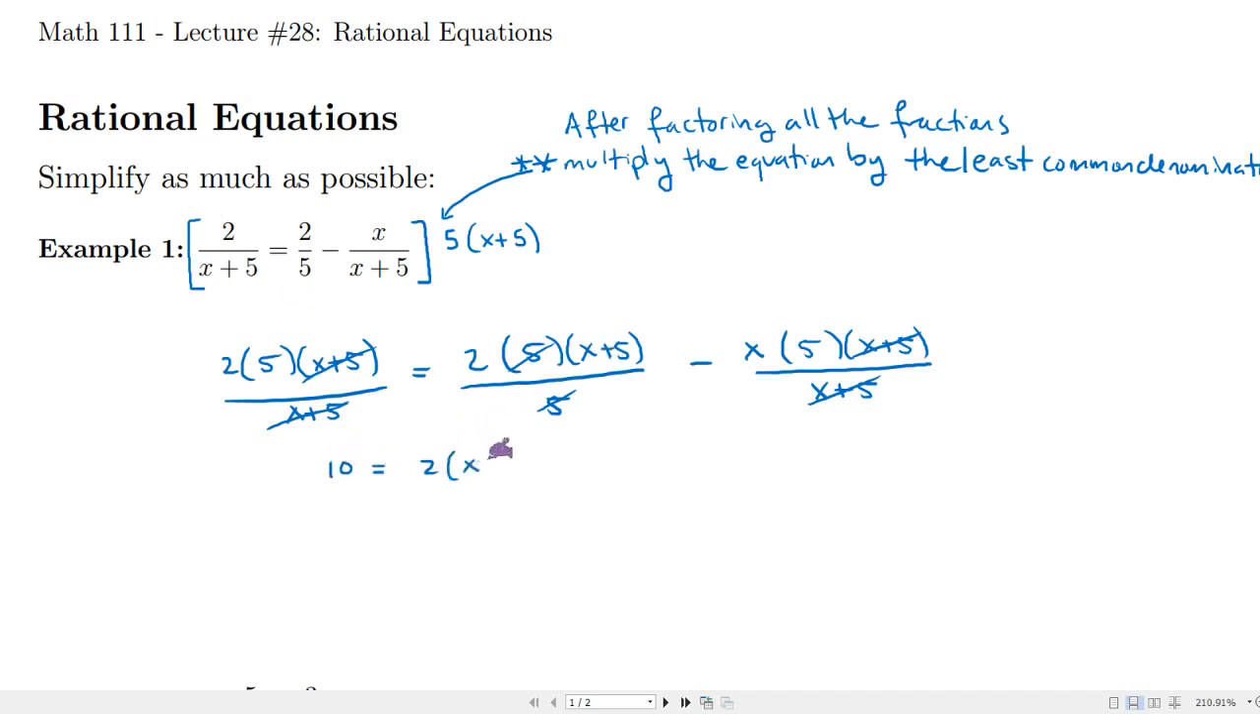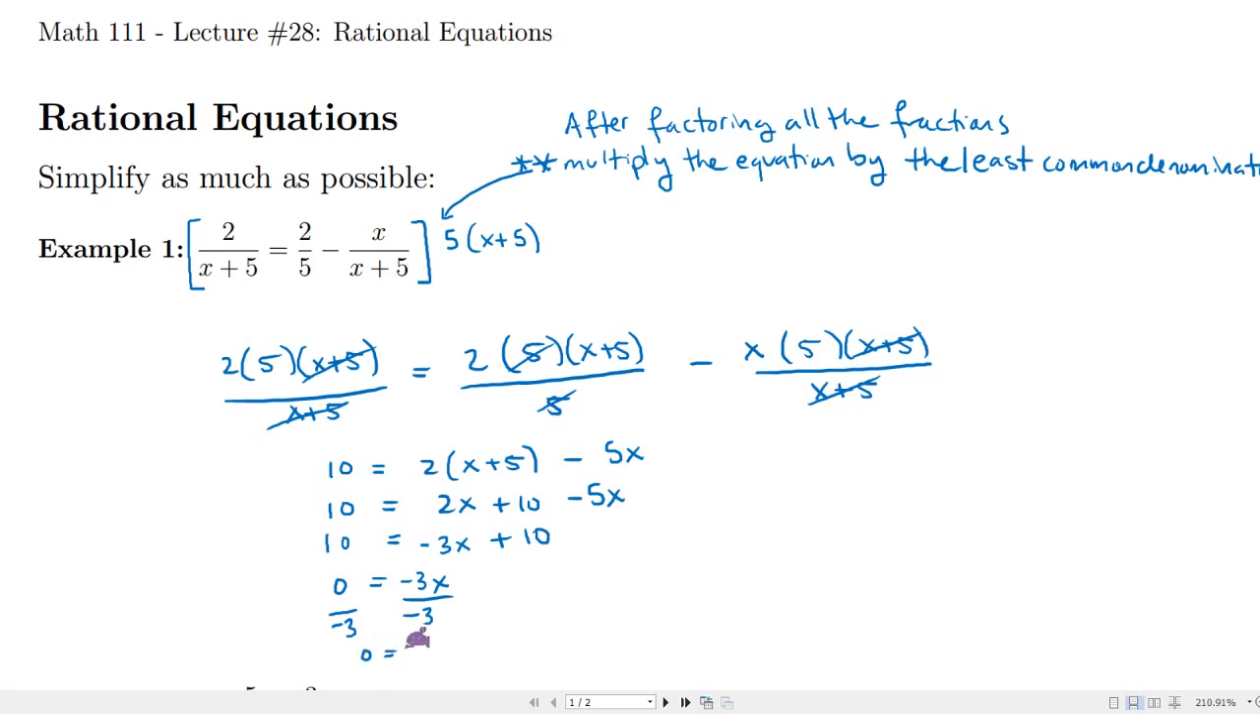So 2 times x plus 5 minus 5x, and now we just proceed as we normally would. First distribute, and then we have 10 equals minus 3x plus 10. We'll bring this 10 over and subtract it, which will give us 0 equals negative 3x. Divide by negative 3, divide by negative 3, so we have x is 0.